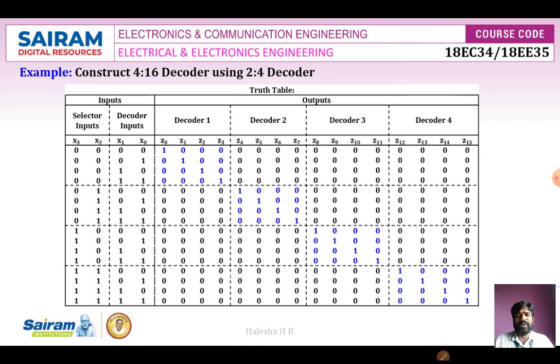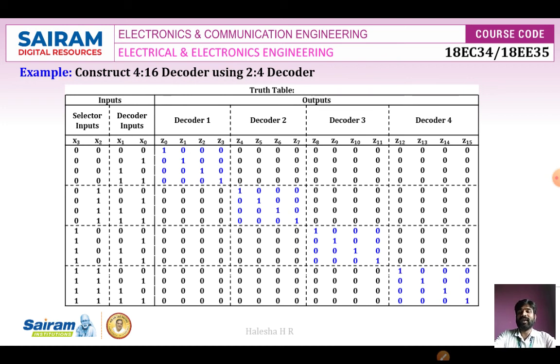And observe the first four rows. Here x3 and x2 are 0 0, right? And decoder 1 is selected. Based on x1 and x0, correspondingly one of z0, z1, z2, z3 is selected, and the remaining z4 to z15 are all 0. That means whenever decoder 1 is selected, the remaining 3 decoders should be disabled. So decoder 1 has to be selected when x3 and x2 are 0 0.